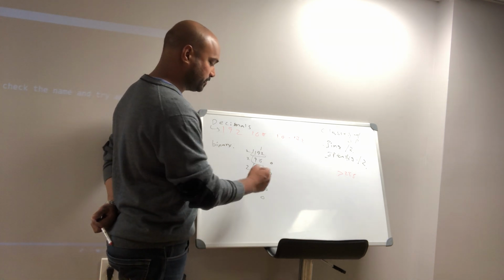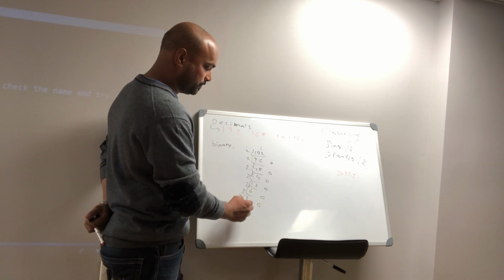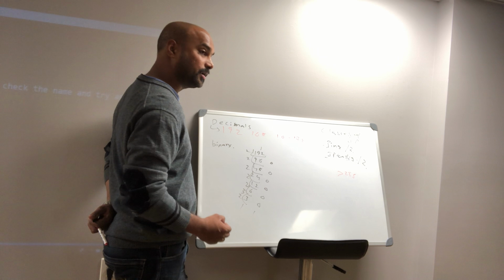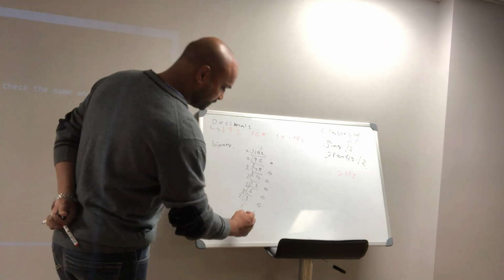2 3s are 6, remainder 0. Then 2 1s are 2, and the remainder is 1. Perfect. Maths is easy, right?